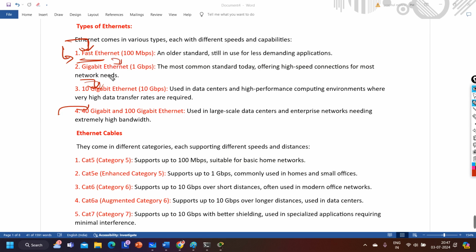or 1 Gig maybe, or you can see Fast Ethernet as well.